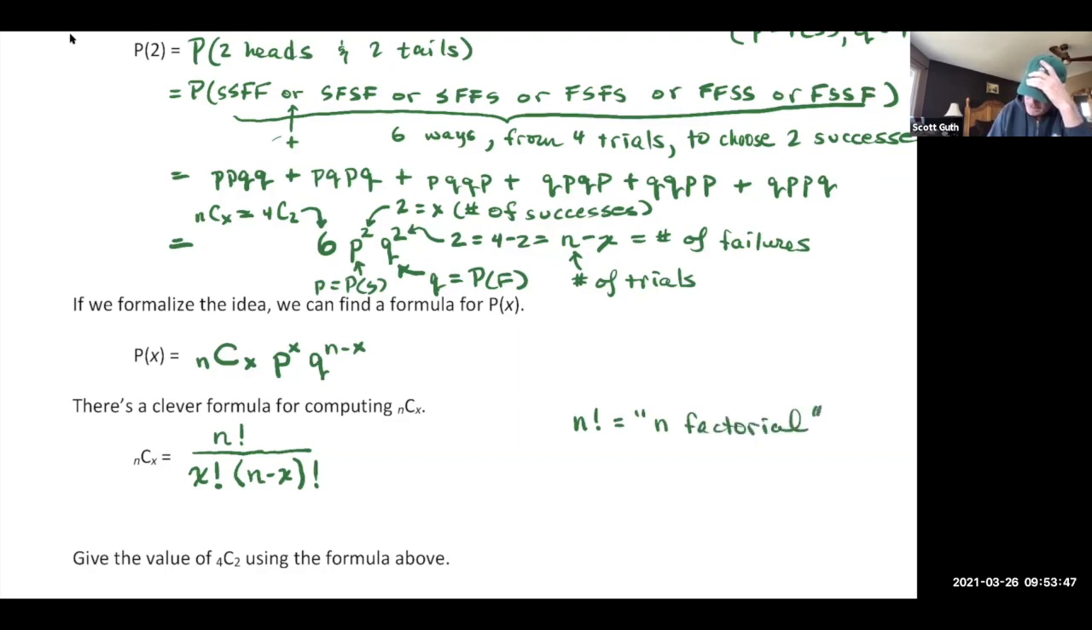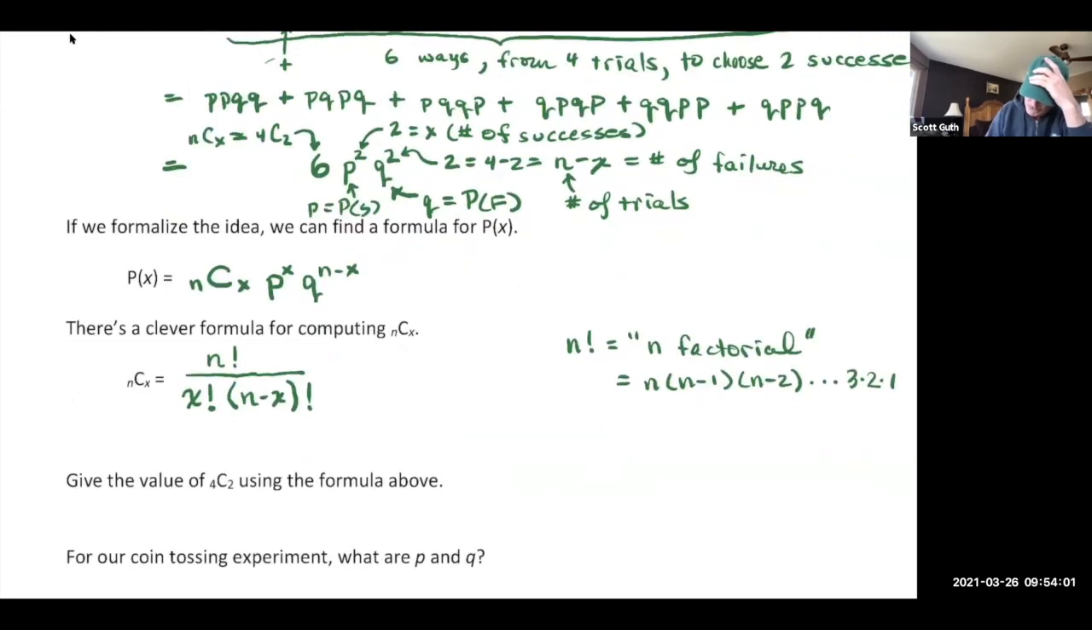Okay, and it means n times n minus 1 times n minus 2, etc., down till you get to 3, 2, 1. So for example, if you do 4 factorial, this is just 4 times 3 times 2 times 1. You just count down to 1 and you multiply. So 4 times 3 is 12, times 2 is 24, times 1 is 24. That's 4 factorial.